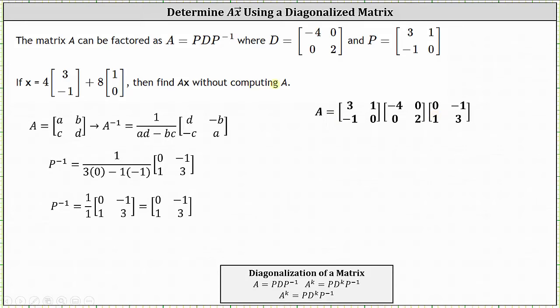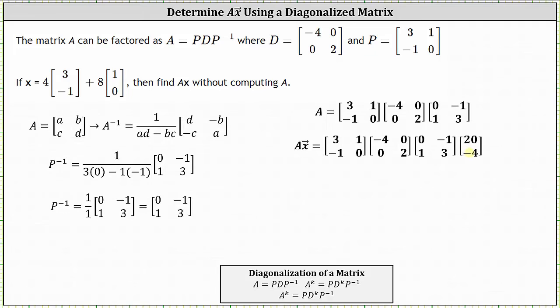To find the product of matrix A times vector x, let's first find the component form of vector x, where the x component is 4 times 3 plus 8 times 1, which is 20, and the y component is 4 times negative 1 plus 8 times 0, which is negative 4. So we can write matrix A times vector x as P times D times P inverse times vector x.